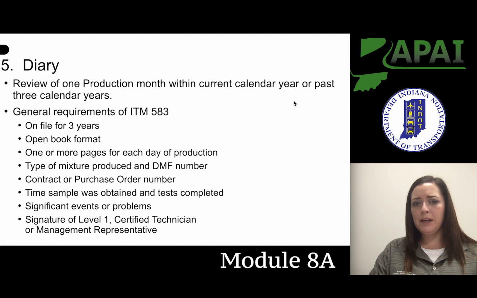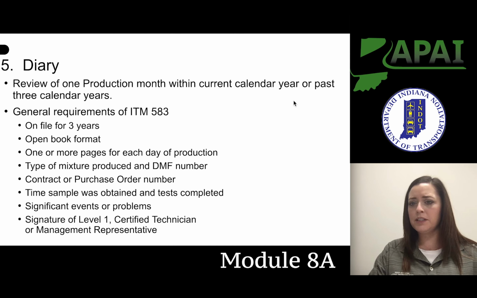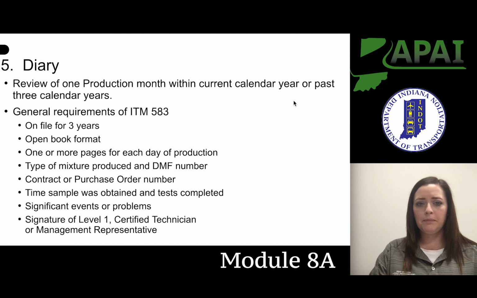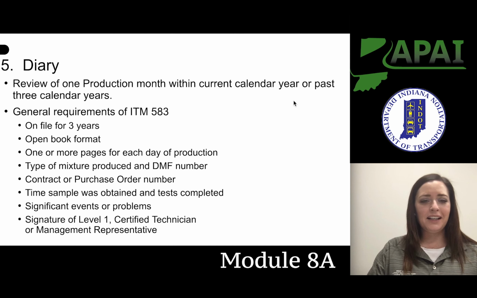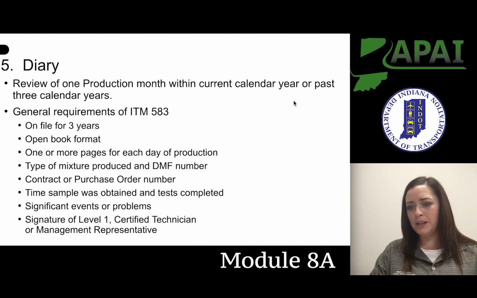The general requirement per ITM 583 for a diary is that it needs to be on file for 3 years. Again, this can be done by hard copy or electronically. It needs to have an open book format if you have a hard copy. Most contractors might have a 3-ring binder, and each page represents a day of production. So you want to keep those days of production separate, otherwise it could get really messy really quick. You want to make sure that you're noting the type of mixture produced and the DMF number as well.